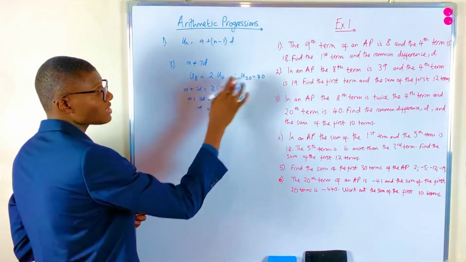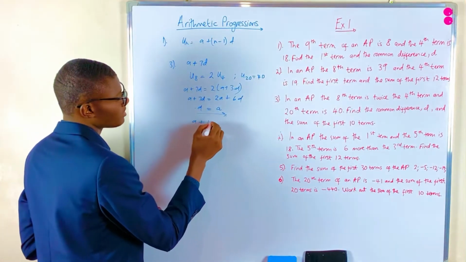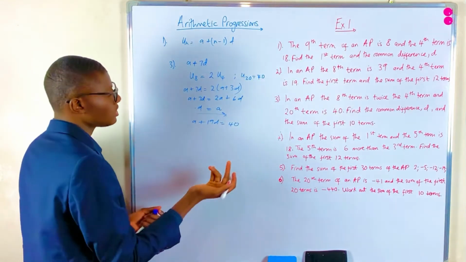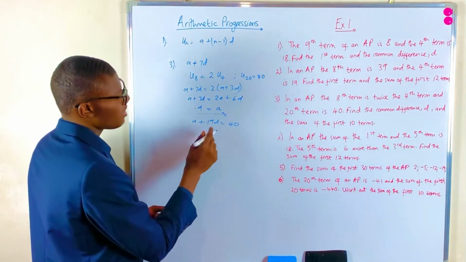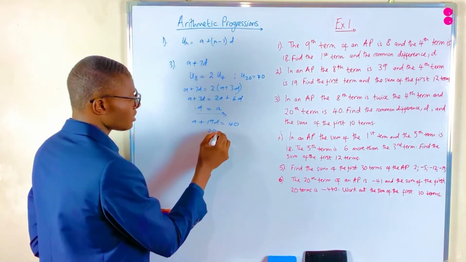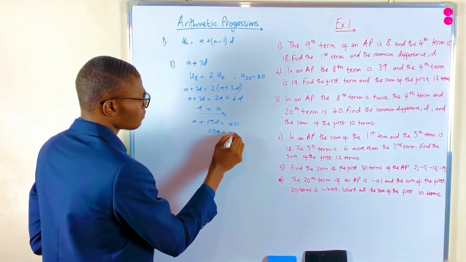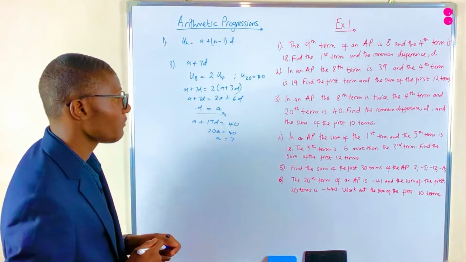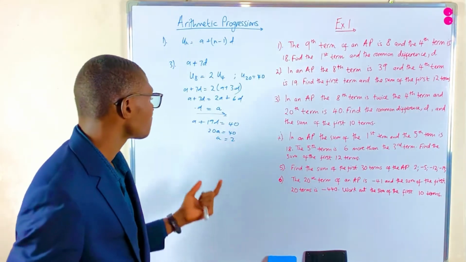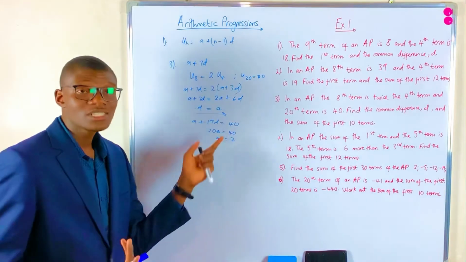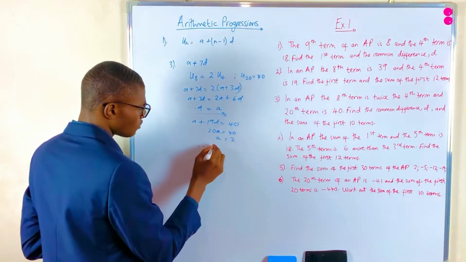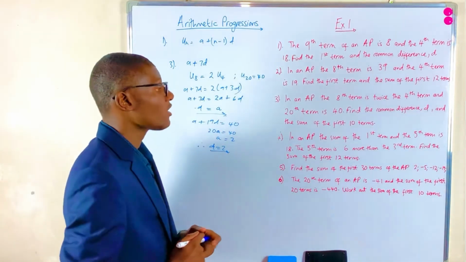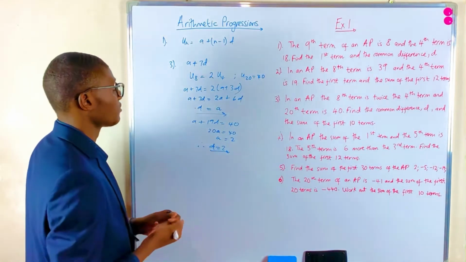And the 20th term being equal to 40, that's a plus 19d is equal to 40. Since a is equal to d, we've got a plus 19a to give us 20a is equal to 40, and then a would be equal to 2. So that's the first term, but we're required to find the common difference d. If d is equal to a, then d is equal to 2. So the common difference is 2, and now the sum of the first 10 terms.